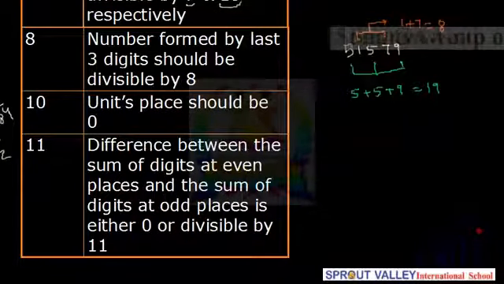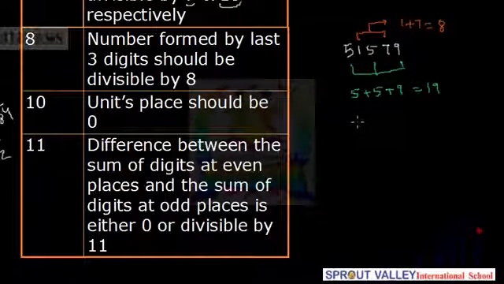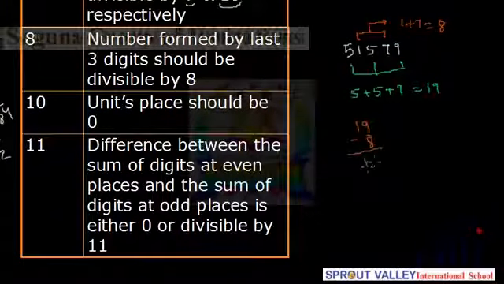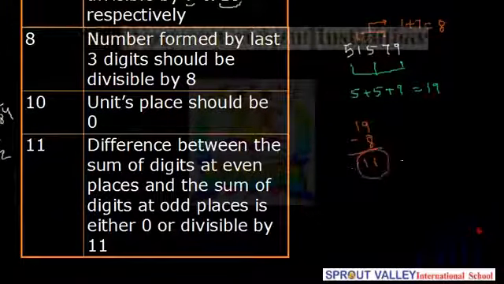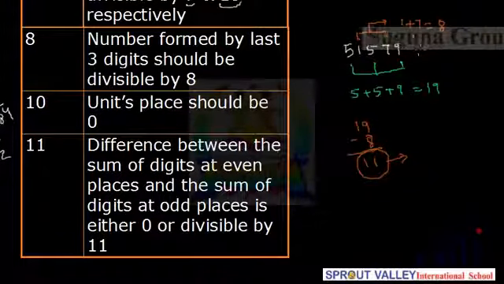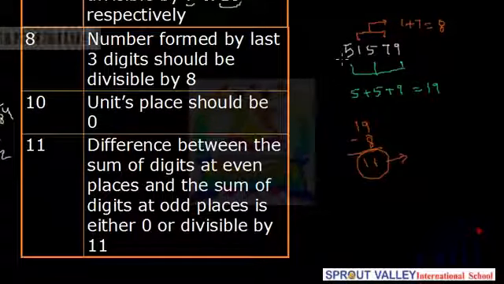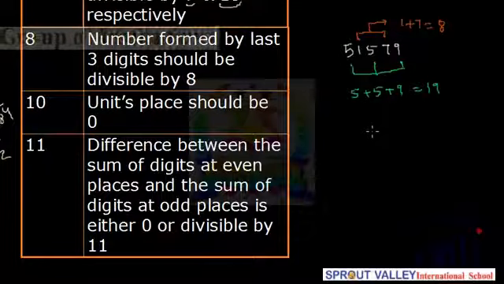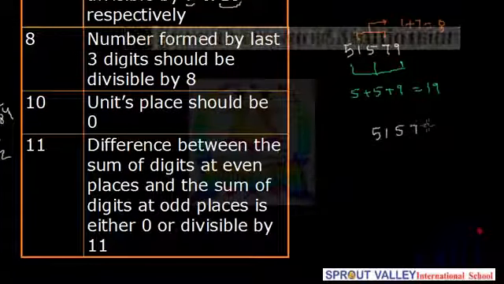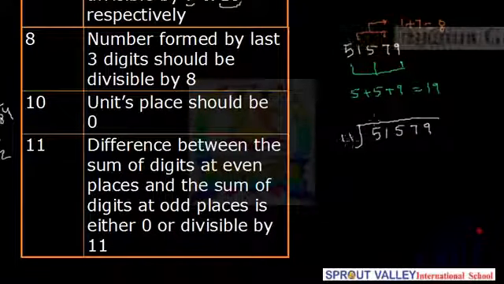And how do we find the difference? Yes, to find the difference, we do bigger number minus the smaller number, that means 19 minus 8. Yes, it gives us 11, right? So since this difference is 11, the number 51,579 should be divisible by 11. So let's divide and see. So the number for which we have to check divisibility is 51,579 and we have to check its divisibility by 11, right?